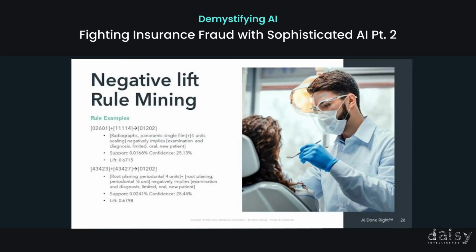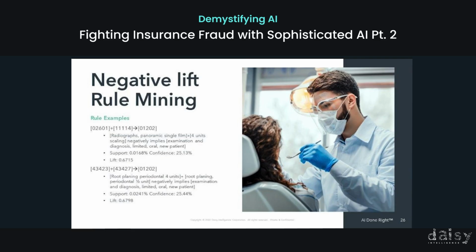We can also mine for new rules by looking for statistically odd rules. So we can run association rule mining across the rules. We can ask what procedure codes go together. Here's an example of some negative lift rules for dentistry. If you've done code 02601, which is radiograph single film, plus 4 units of scaling, so you get your teeth cleaned and some x-rays, that negatively implies a limited examination for new patients. So you wouldn't get teeth cleaned and x-rays for a new patient visit on the same day. That's not typically what you do on the same day.